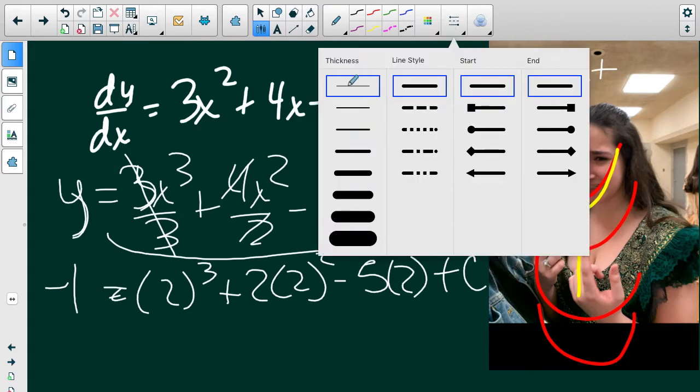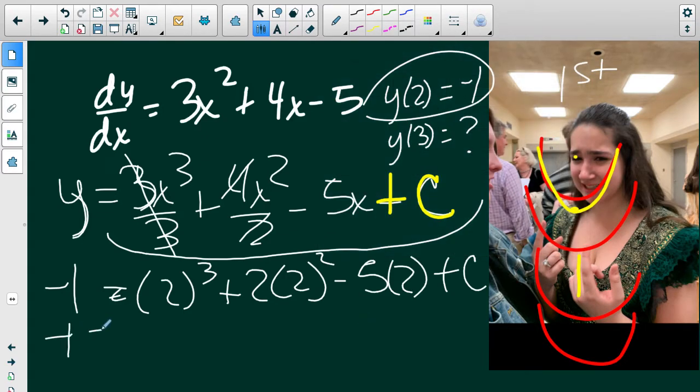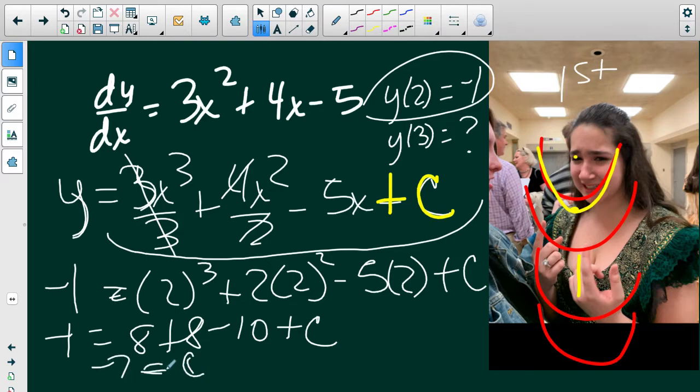To do this every time. All right, so I have -1 equals 8 plus 8 minus 10 plus C. So it looks like C is... I got -7. Yeah, this will be 6. So C is -7. All right, and I don't think it's letting me extend the page, so I'm going to go ahead and put it in. Let me see.